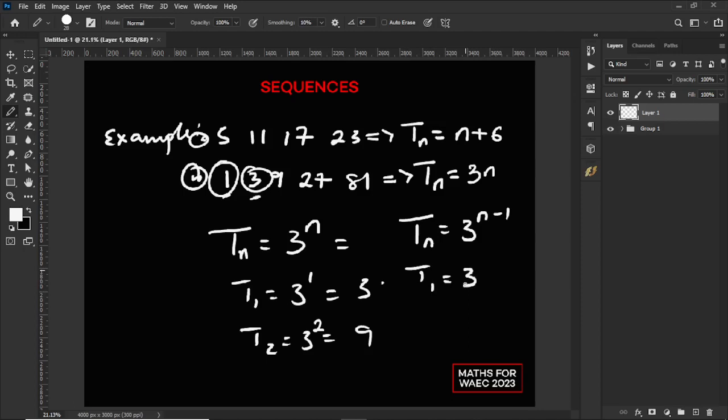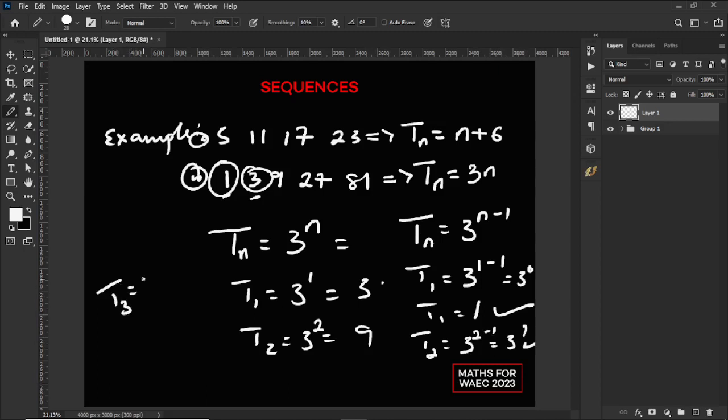T1 will be 3 raised to power of 1 minus 1, and that will be 3 to power of 0, which is 1. So T1 is 1. This is correct, Abi? Yes, sir. Okay, let's check if it's going to work for the second one. T2 will be 3 raised to power of 2 minus 1, and that will be 3 to power of 1, which is also correct, right? That's 3. Okay, let's try it for the next one.